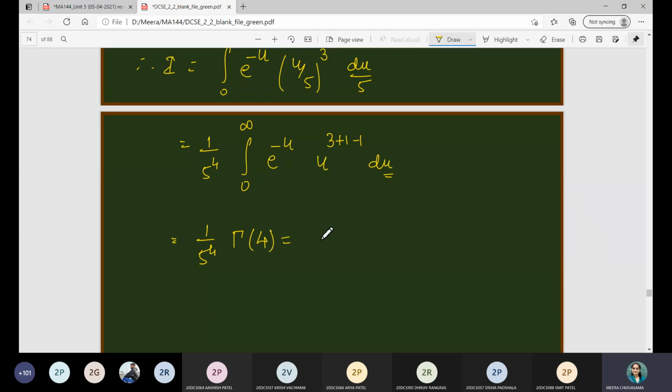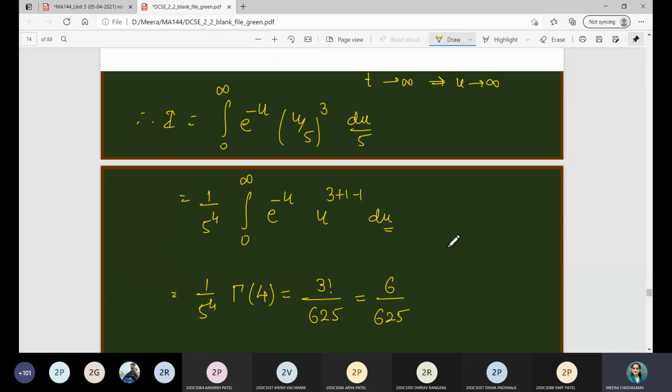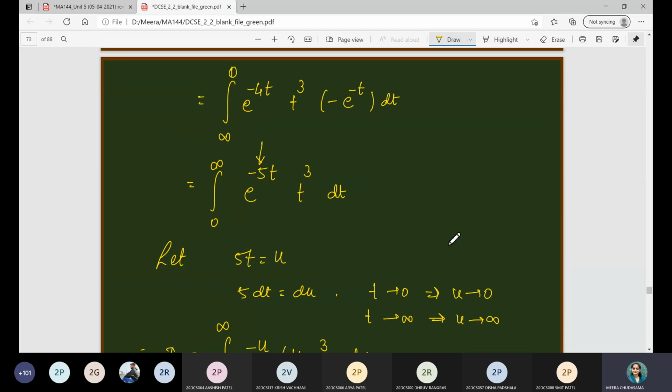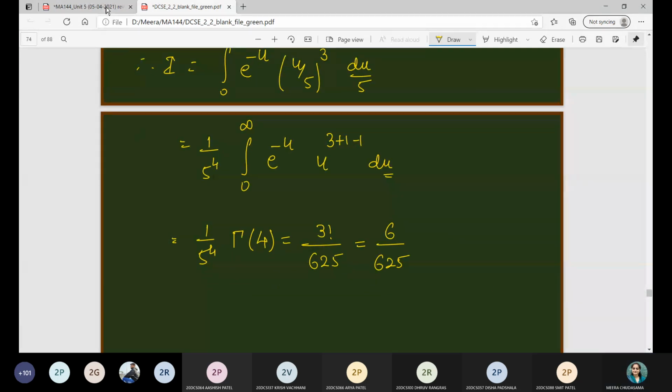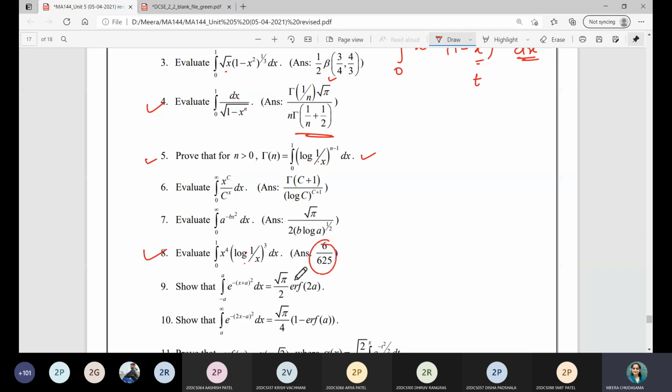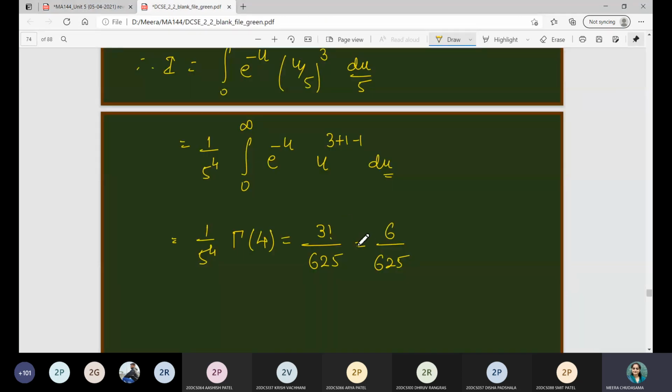And what is gamma of 4? 3 factorial. 5 raised to 4 is 25 into 25, 625. 3 factorial is 6. So the integral answer for this one is 6 upon 625. That is the answer we are also given in this one, right? 6 upon 625. So are you enjoying beta gamma functions now?